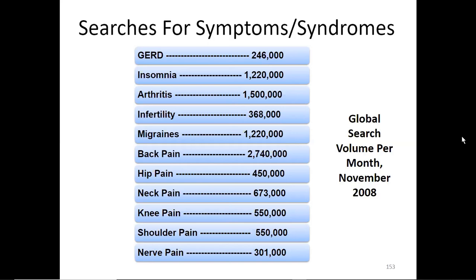So looking up GERD, acid reflux, right? 246,000 searches that month. Insomnia, 1,220,000 searches. Arthritis, 1.5 million. Infertility, migraines, back pain, hip pain, neck pain, knee pain, shoulder pain, nerve pain. Can you treat any one of those things? Are you interested in positioning yourself as having expertise in treating any one of those things?